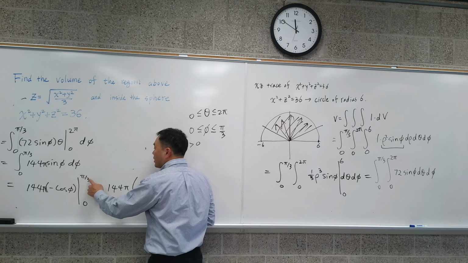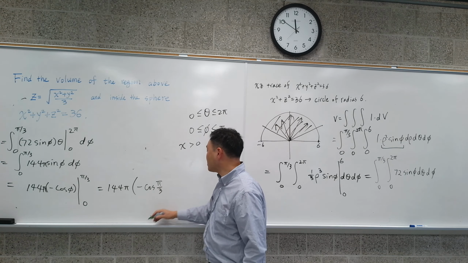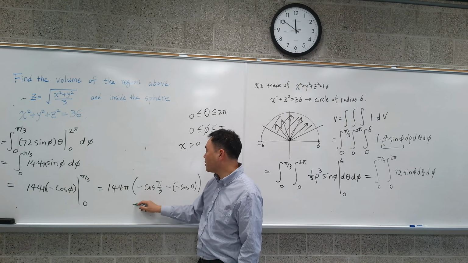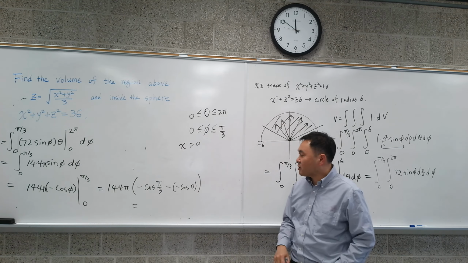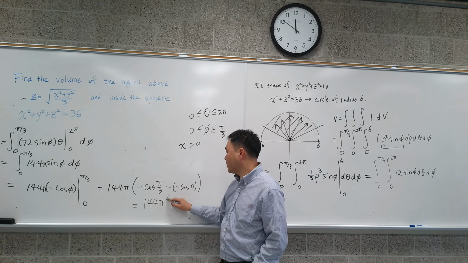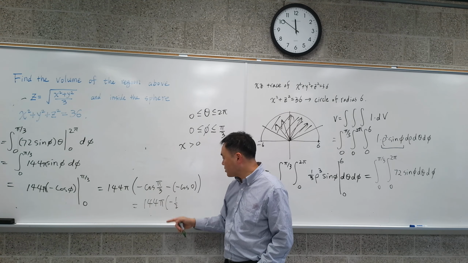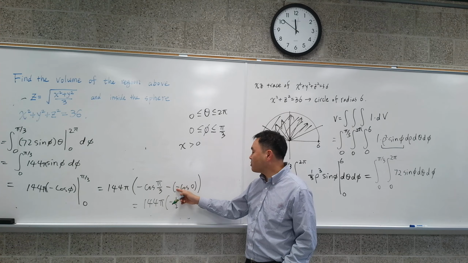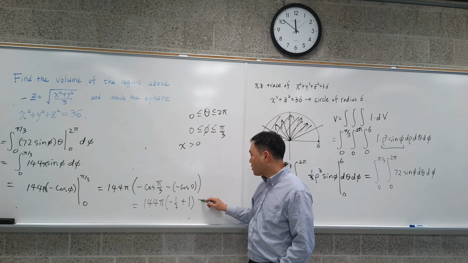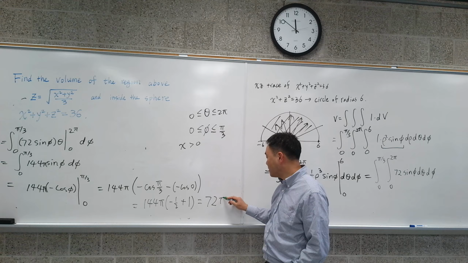And then when pi over 3 is plugged in, let's first write down what I'm supposed to do. It should be this one, minus negative cosine of 0. Who can tell me the value of cosine pi over 3? Cosine pi over 3 itself is 1/2, so including this negative, it will be -1/2. Minus minus becomes plus. What's cosine 0? 1. So 1 plus -1/2 is 1/2. 1/2 times this will be 72 pi. That's the answer.